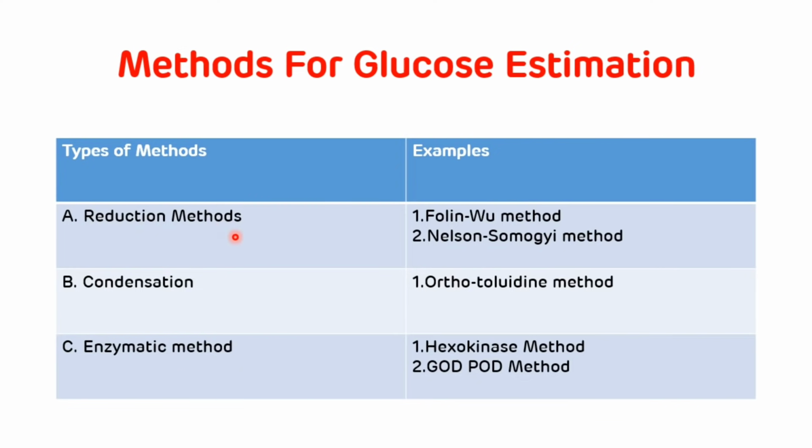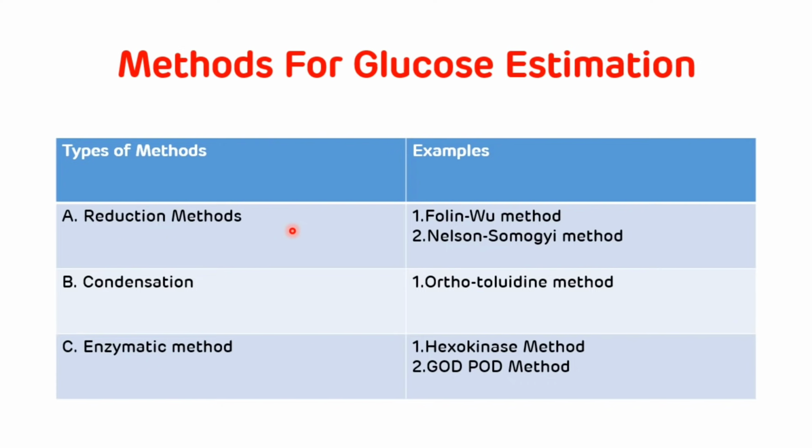While in estimation of glucose by the reduction method, there will be interference by various reducing substances like uric acid, bilirubin, vitamin C. So it will not measure the true glucose value. That is one of the disadvantages of the reduction method. Another disadvantage is that it is a multi-step approach, while the enzymatic method is a single step only.